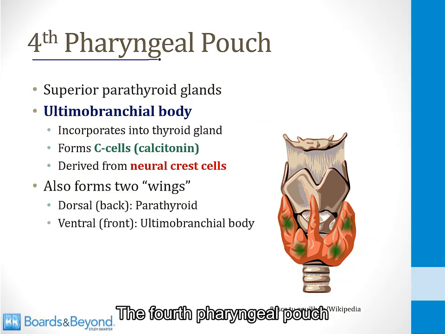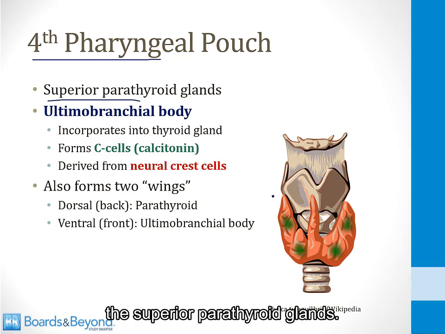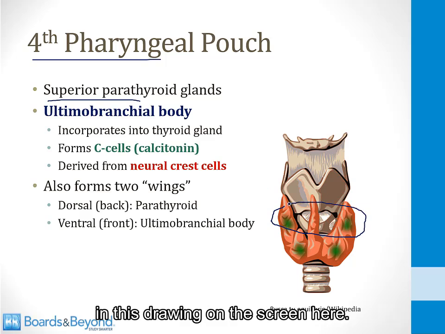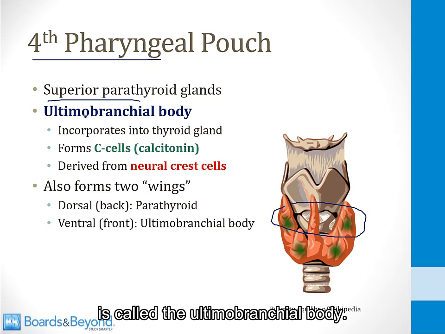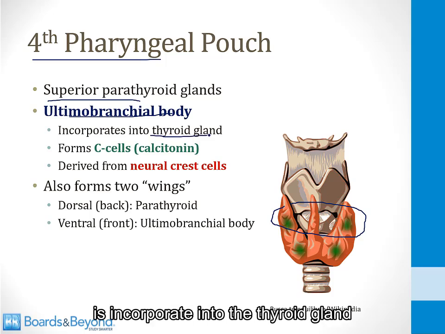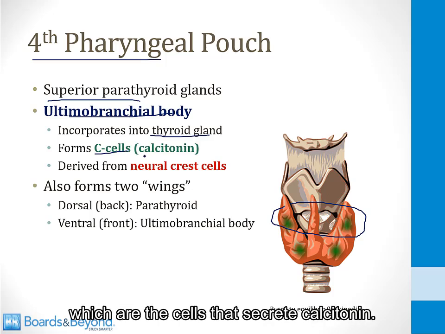The fourth pharyngeal pouch forms the other 2 parathyroid glands, the superior parathyroid glands. Those are the 2 glands I'm circling with my pen in this drawing on the screen here. In addition to the parathyroid glands, the other important structure that derives from the fourth pharyngeal pouch is called the ultimobronchial body. This structure gets its name because it is the last structure derived from the bronchial arches, hence the ultimobronchial body. And what this structure does is incorporate into the thyroid gland and form the C cells of the thyroid gland, which are the cells that secrete calcitonin.